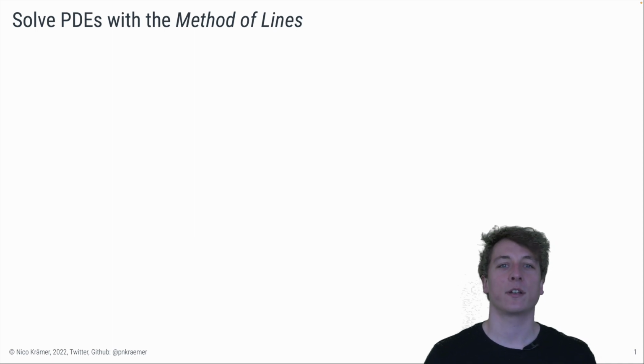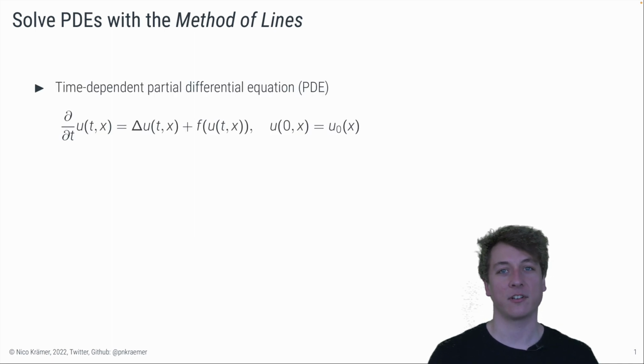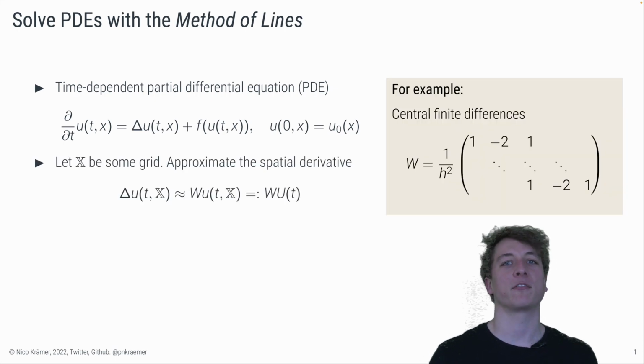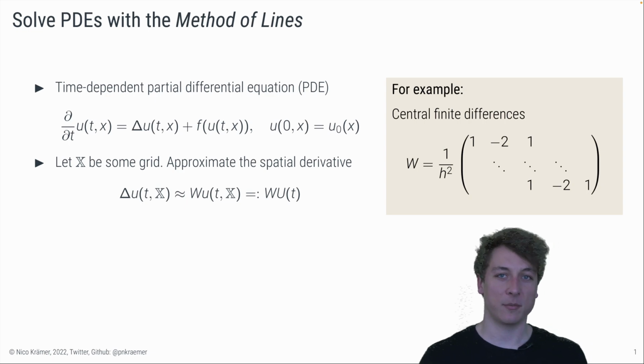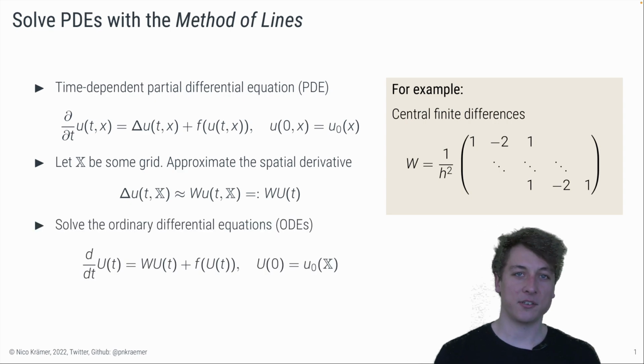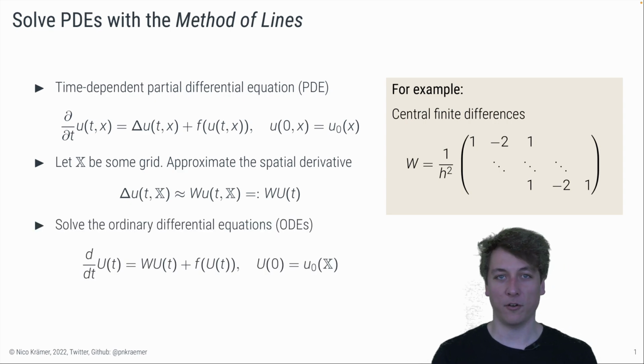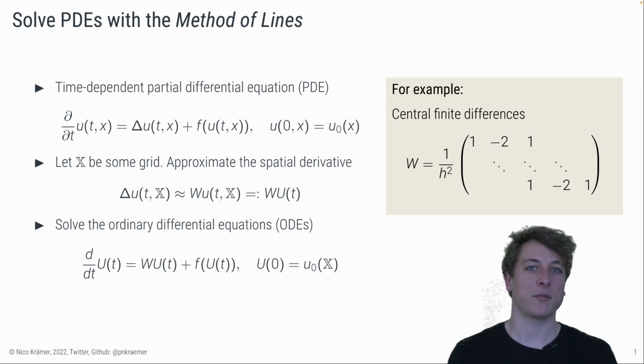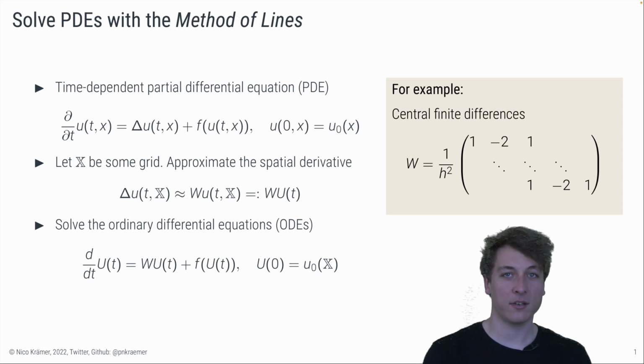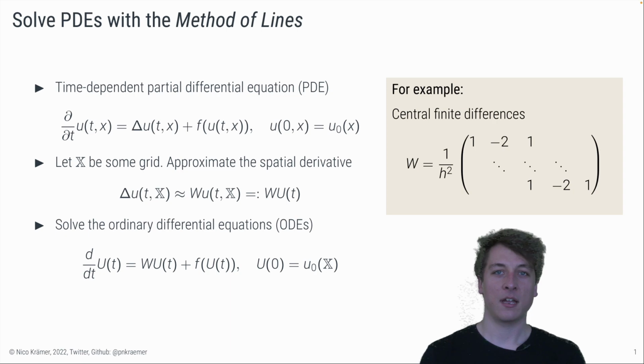Traditionally, when you solve a time-dependent partial differential equation with a technique called the method of lines, what you do is you introduce a spatial grid, and then on this spatial grid, you approximate the differential operator with a matrix vector product, for example, with finite difference schemes. This turns the partial differential equation into a system of ordinary differential equations, which can be solved with any ODE solver, including probabilistic solvers. However, there's one big issue with this approach.